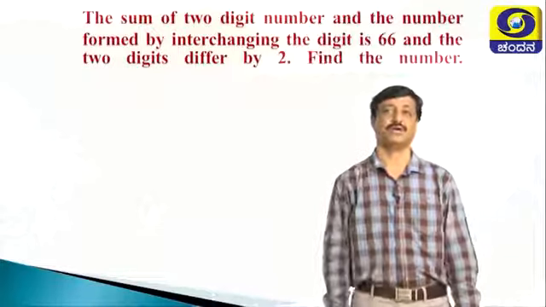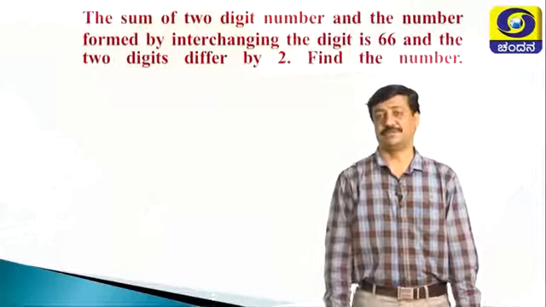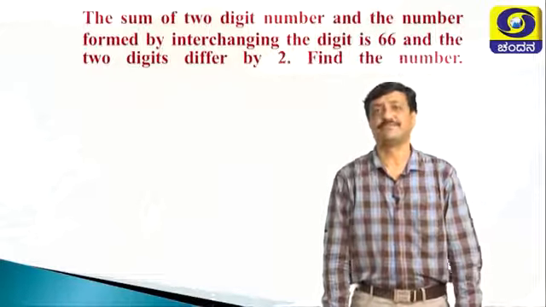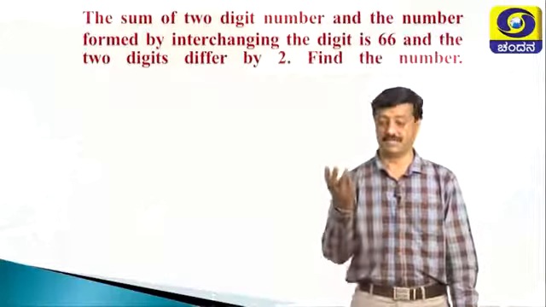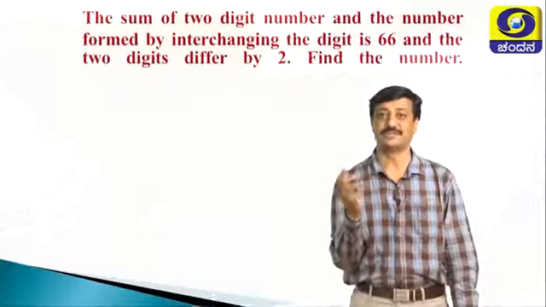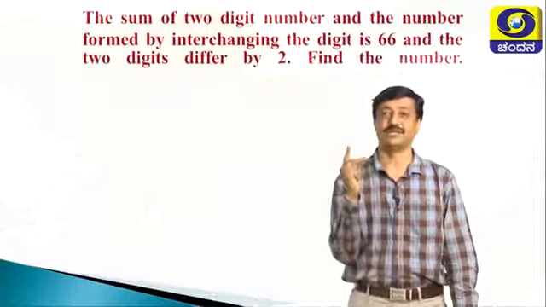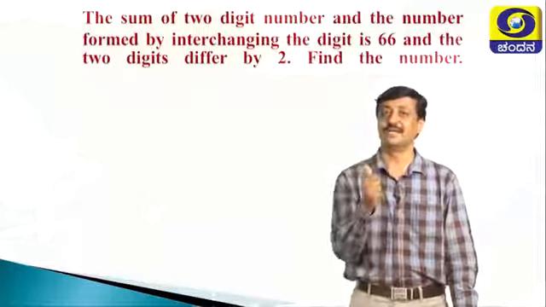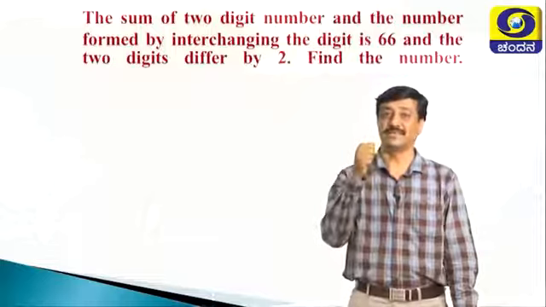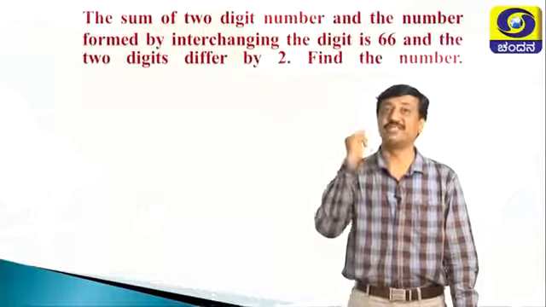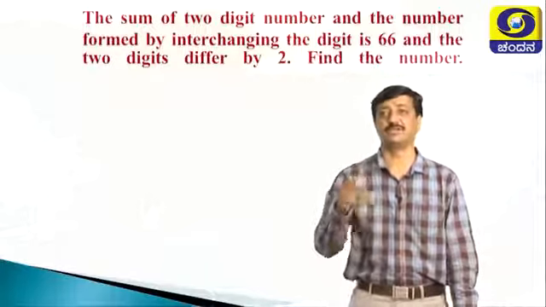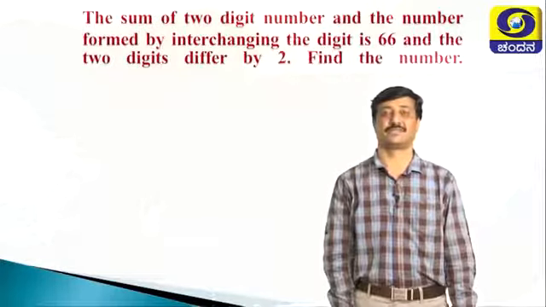Now, in this chapter, there are different types of verbal examples, like examples related to speed, examples related to age, examples related to numbers, examples related to fractions, examples related to taxi, examples related to distance and time, like that. There are so many kinds of examples, we call them verbal examples.